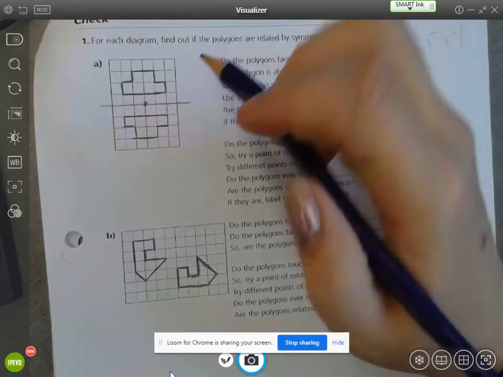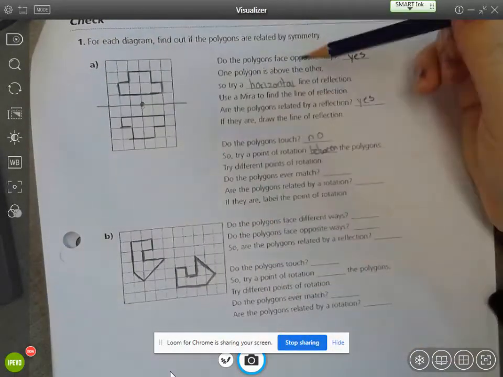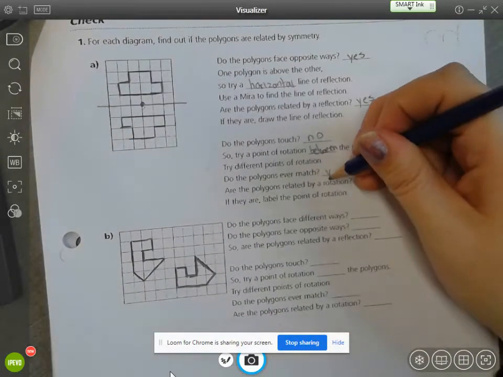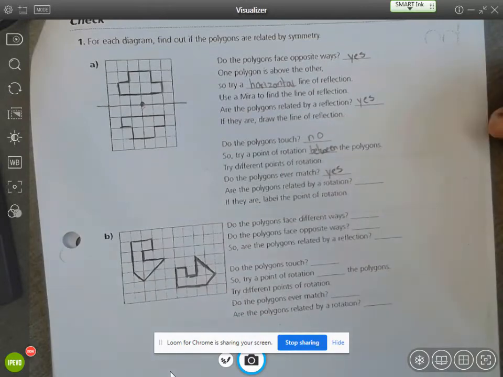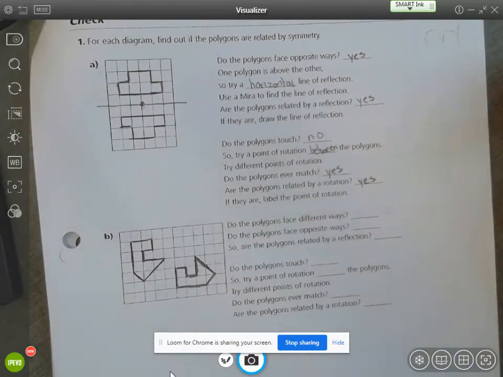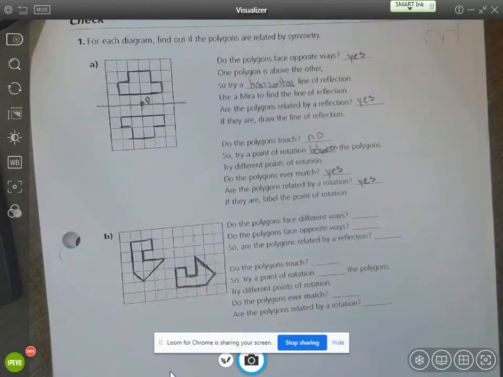If I put a point in the middle and I were to spin it around that point, it would actually end up matching up. So do the polygons ever match? Yes. So are they polygons related by rotation? Yes, they are. And if they are, label the point. So I would have this point and I would put a P to show it.